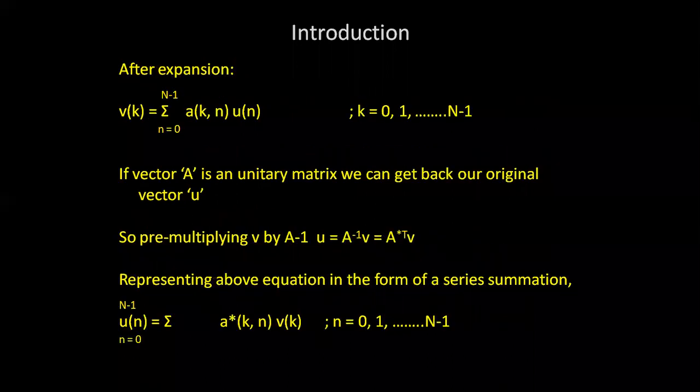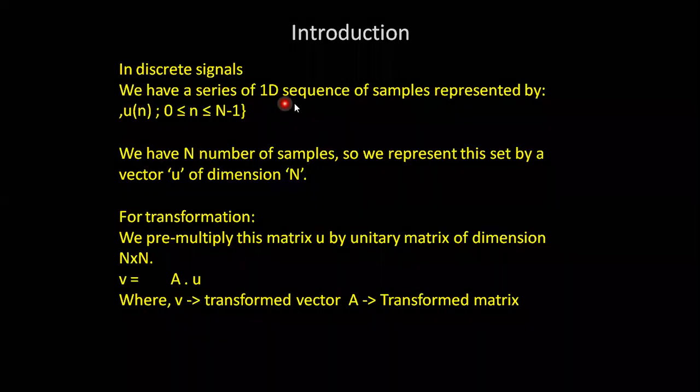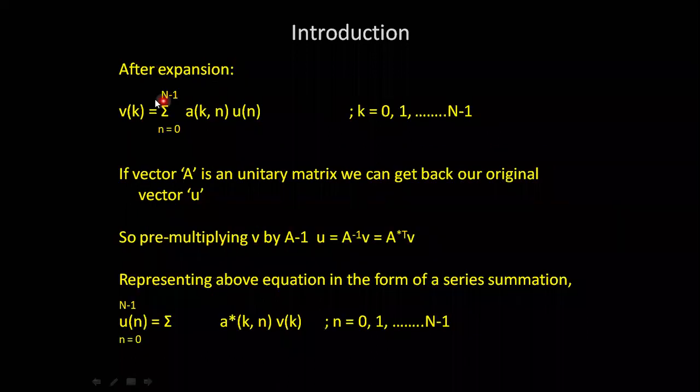So we can expect a one-dimensional signal. After expansion, if you see the previous one, we have a series of one-dimensional sequence of samples represented by x of n, 0 less than n less than n minus 1. So we have n number of samples, and we represent this set by the vector u of dimension n, right? We are going to define the image in terms of u and v for the corresponding x and y variables, where v is a transformed vector and A is a transformed matrix for a given n by n matrix. So we multiply this. The expansion is v of k equals the summation from n equals 0 to n minus 1 of a of k comma n times u of n, where k stands for 0 to n minus 1.